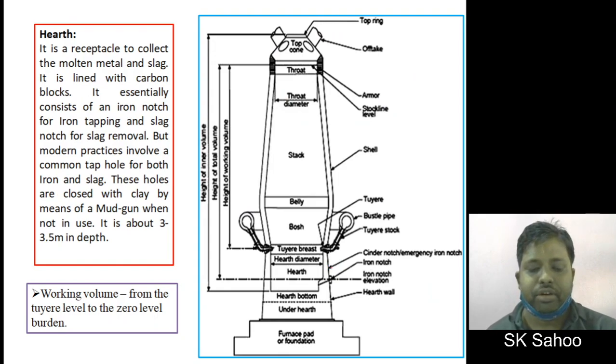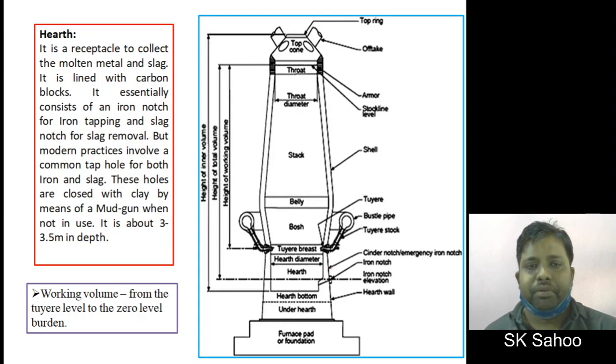The hearth is a reservoir of hot metal and slag inside a blast furnace. Slag is taken out through the slag notch, and metal is tapped through the metal notch. Generally, the slag notch is above the metal notch because the density of metal is higher than that of the slag, and the slag floats over the metal.